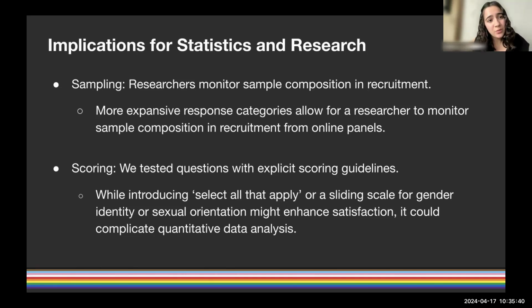In terms of scoring, we test questions with explicit scoring guidelines. So while introducing a select all that apply or sliding scale for gender identity or sexual orientation might improve satisfaction, it complicates quantitative data analysis. So we decided to stay with clear scoring for this step of analysis. But again, there is some push to have a select all that apply or sliding scales.